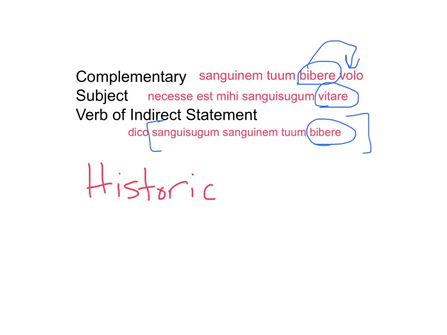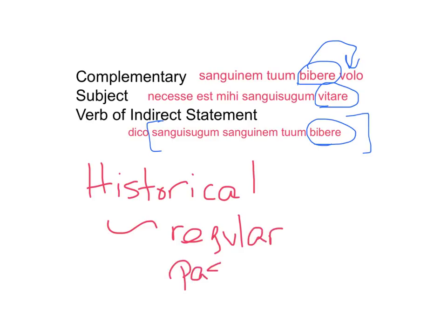Now, the cool thing about the historical infinitive is that it looks like all the other infinitives. Basically, when something is in the historical infinitive, it's just translated like a regular past tense. So the historical infinitive is translated like regular past tense, and authors use it when they want to show something was so exciting or harried that they didn't have time to put the verb in the right form.